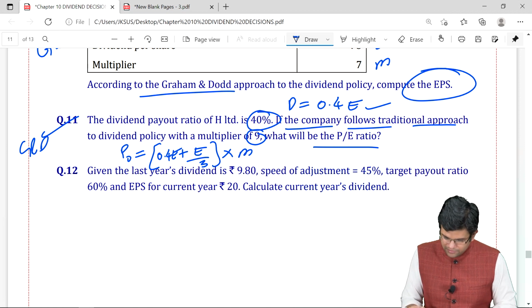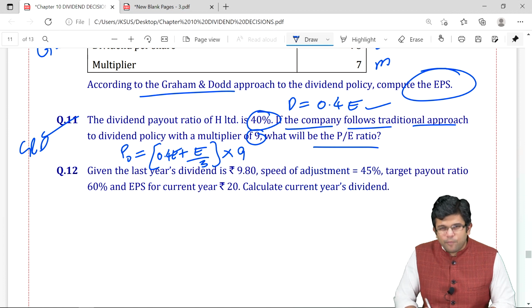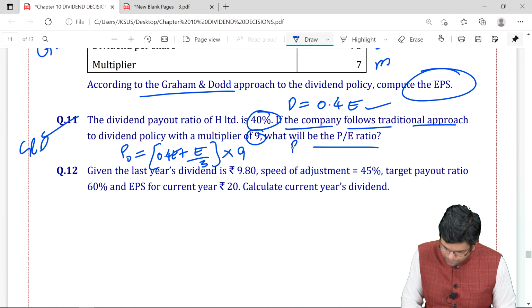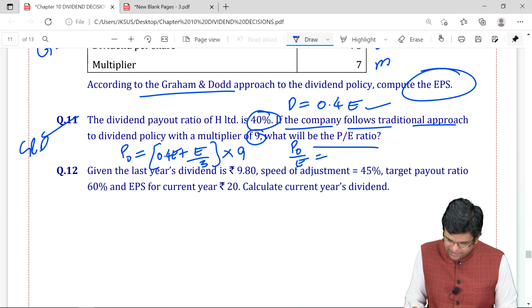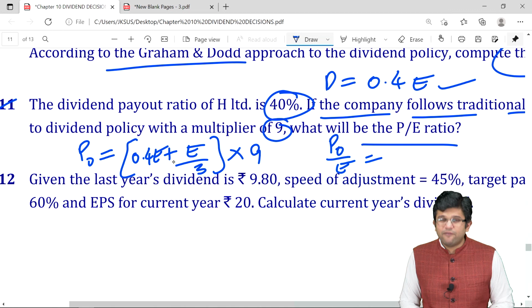Children, here the multiplier given to us is 9. You have to simply open this up and find out P0 by E. Everybody clear? P0 by E. If you can see here carefully, children, you have all the numbers here.